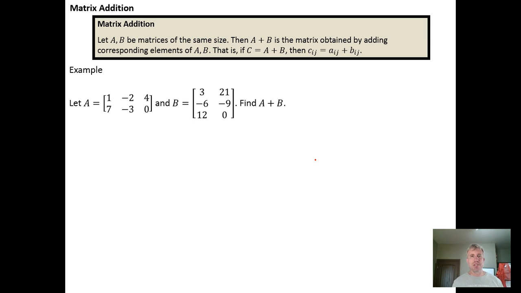So if you're given something like this, where you're asked to find A plus B, what you would want to recognize here is that this is a 2 row by 3 column matrix, and this is a 3 row by 2 column matrix, which means they are not the same size, and the sum A plus B does not exist. We can't take that sum.